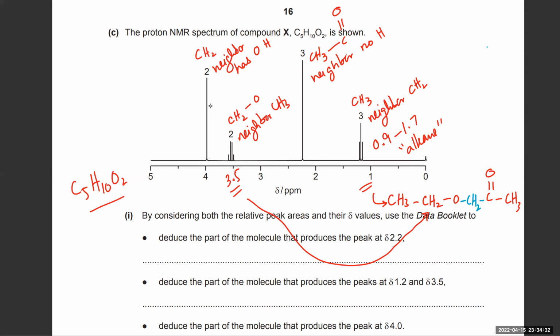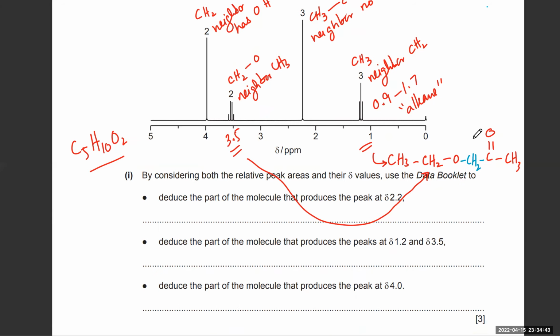Right? I mean, there's no other room for it. And that makes a singlet as well because of the neighboring carbons: you've got an oxygen over here and a carbon over here. So the neighborhood has no hydrogen protons. Okay? Is that clear?